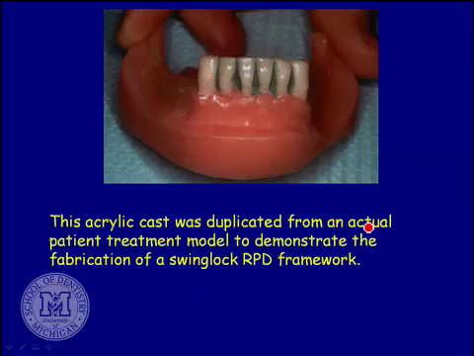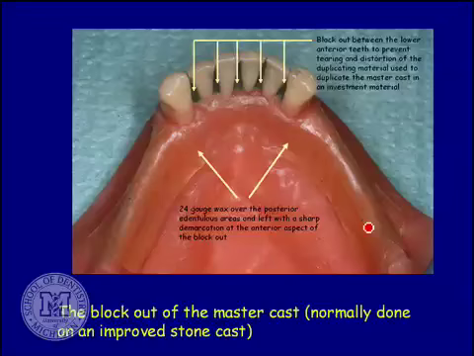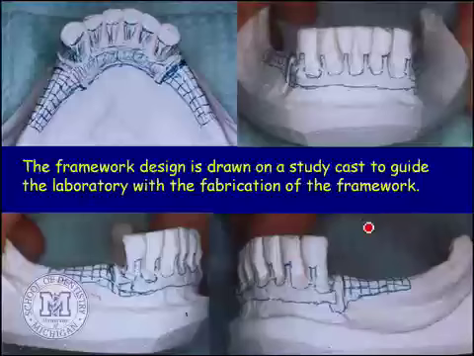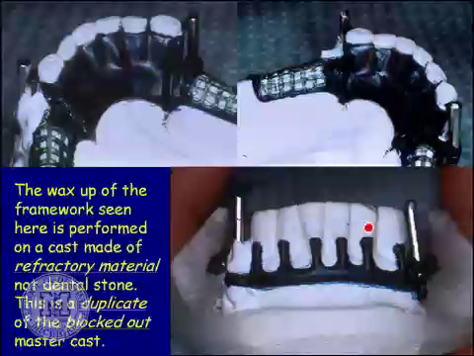Now this is basically just a set of duplicate casts to go through the sequence of how one of these frameworks would be made, the standard blocking out. They're going to go ahead and duplicate it. Here's our study model, and we go ahead and say how we're going to wax the framework up. Here's the wax up of the framework.